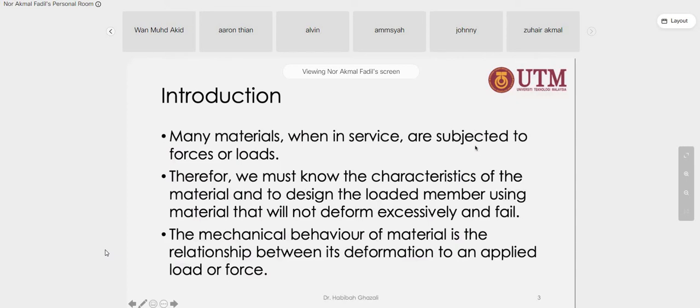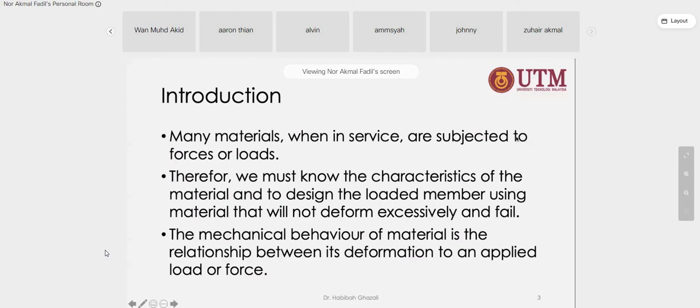Right. Therefore, we must know the characteristics of the materials and design the loaded member using material that will not deform excessively and fail. So let's say you design a structure to support the loads. You need to know what the material is that can resist the load without failure or deformation. If it's deformed, it means the structure will collapse.